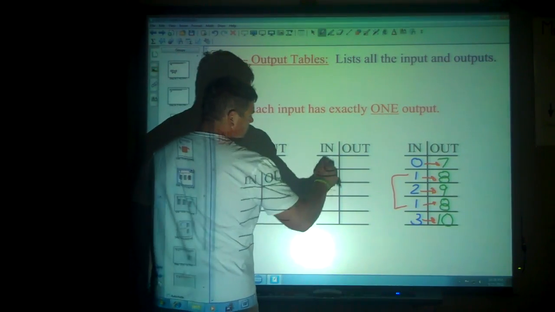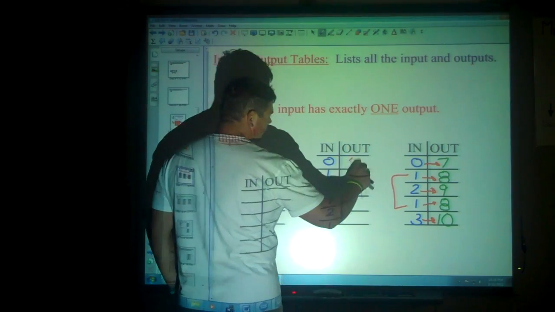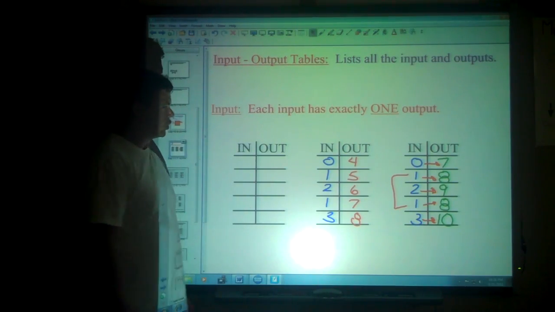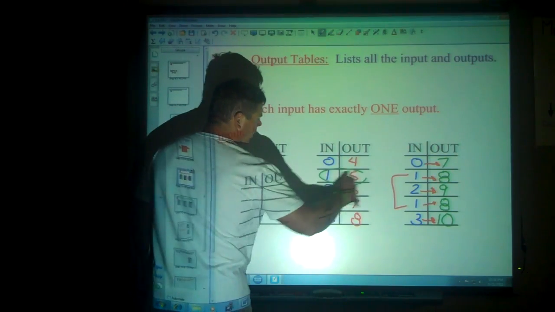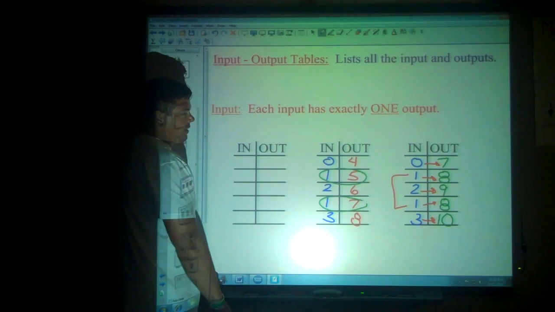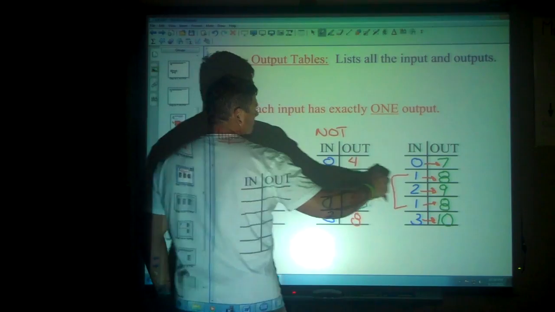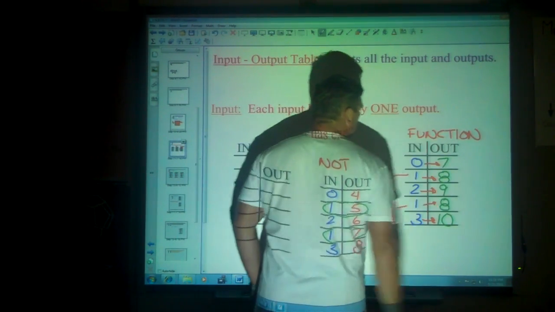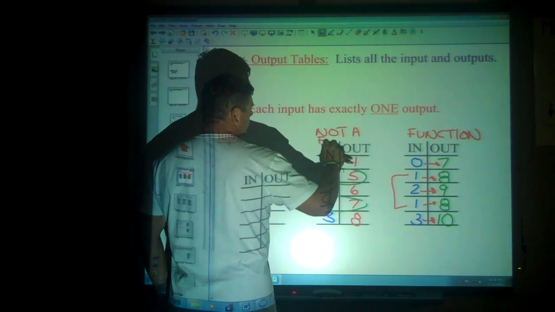So this one, 0, 1, 2, 1, 3. Now let's say we got 4, 5, 6, 7, 8. Is this a function? The answer would be no. And the reason? Because here, if 1 went in, it produced a 5, but later 1 went in and it produced a 7. That's a no-no. Can't have that. So this is not a function, and this is a function. It's all based on the inputs. This is not a function.